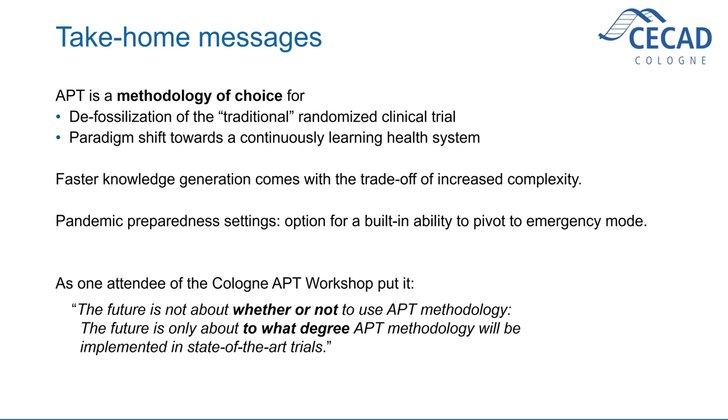So an APT being a platform that generates evidence perpetually, continuously, that also incorporates data sources from outside the trial. There's indeed a trade-off, the trade-off being that accelerated knowledge generation comes with quite a bit more design complexity. And if we are talking about pandemic preparedness settings, there should always be a built-in ability to pivot to emergency mode. That's the disease X subprotocol I refer to for any pathogen not yet known.